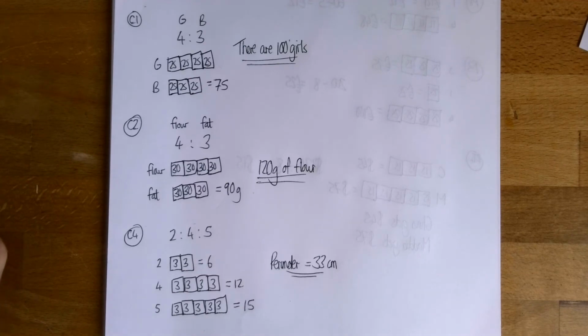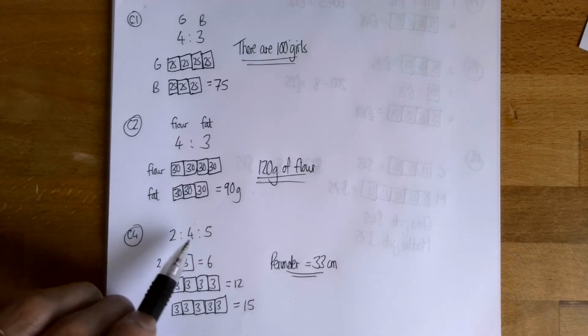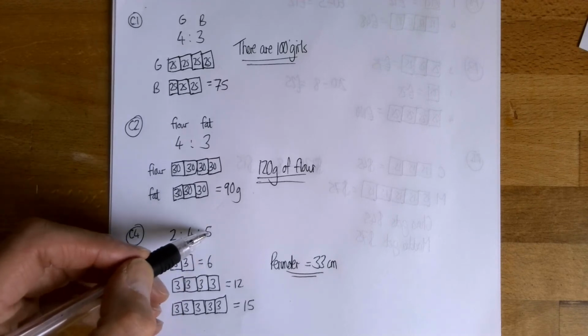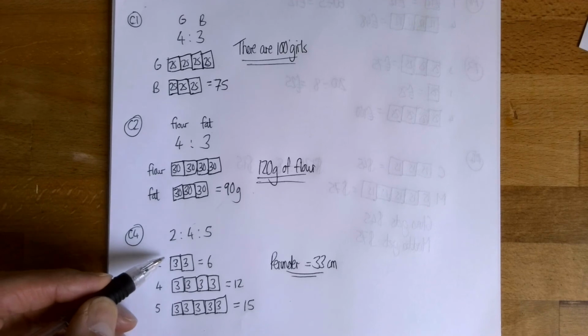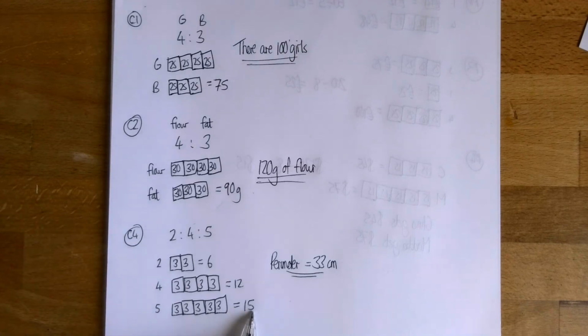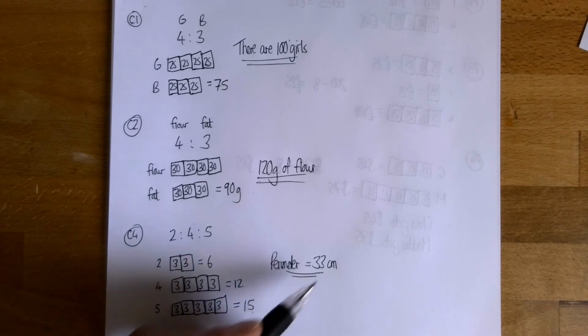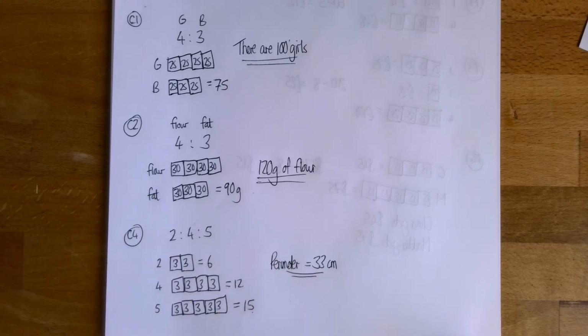C4 was a tricky one. So the ratio is 2 to 4 to 5, and we're told the longest side is 15. That must be this side, the biggest share. So I've drawn my diagram. This is 15, so divide it by 5. Each share is worth 3, so every share is worth 3. And we're asked for the perimeter, so that's all the sides added together. So that's 2 lots of 3, that's 4 lots of 3, 5 lots of 3. We've got a perimeter of 33 centimetres in total.